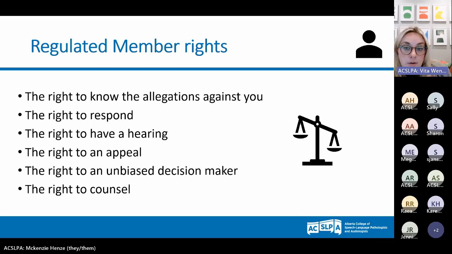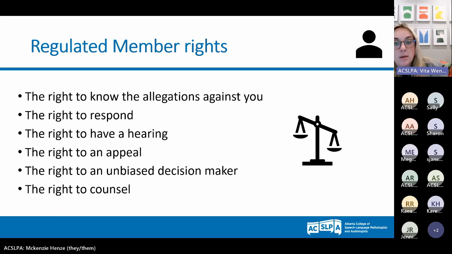Another one could be a right to respond. So going to the example of an investigation, allowing a regulated member to give their own interview and respond to what has been raised about them. Looking at the patient chart and saying, yes, I remember that, but this is my version of events. That could be another part of the procedural fairness or the rights enshrined in the Health Professions Act. Of course, the right to have a hearing, we've discussed that. The right to appeal, we've discussed that as well. And the unbiased decision maker.